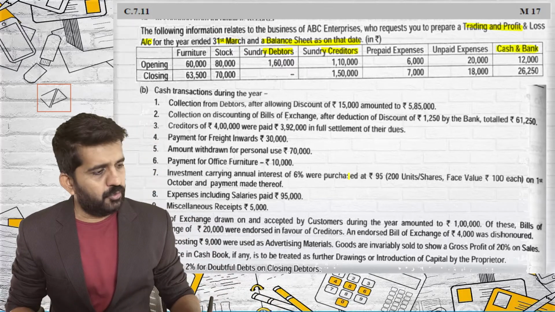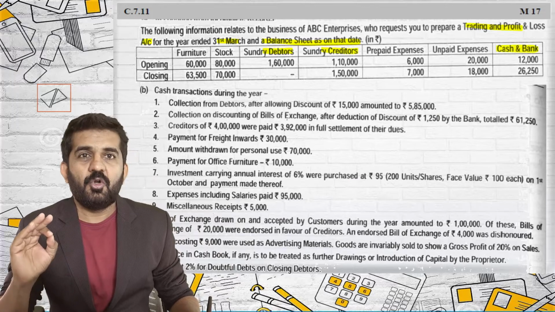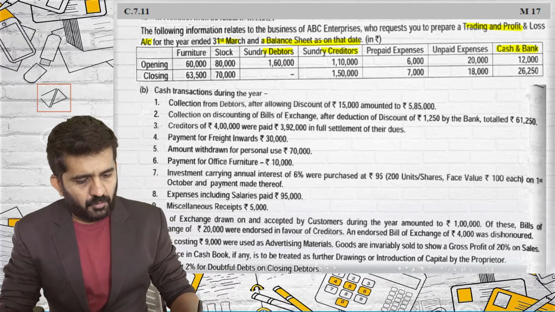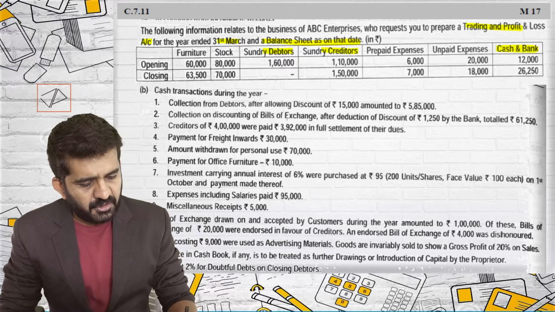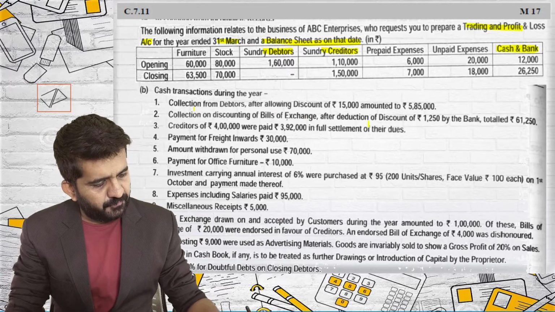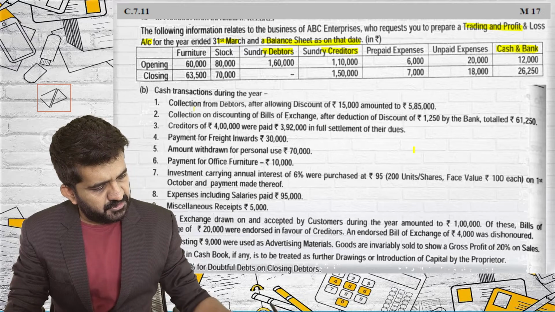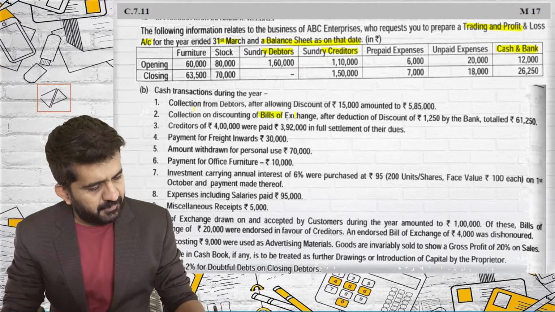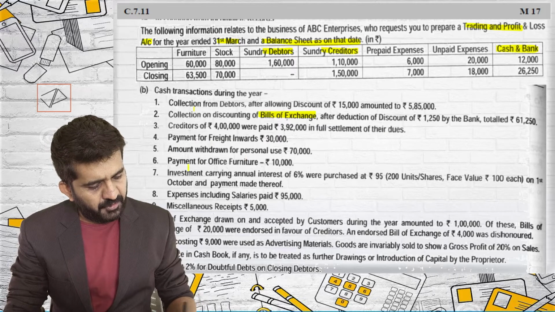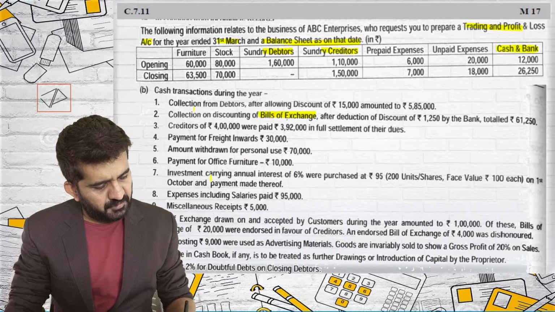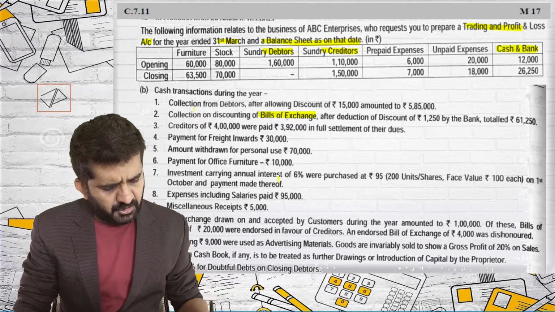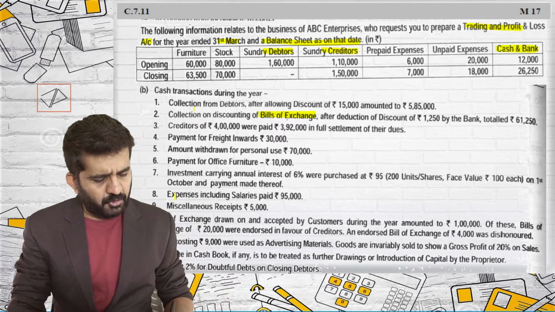Cash and bank account. It is a merge figure given. Normally what I'll be planning is preparing a merge account, cash and bank account. Cash transaction during the year. Collection from debtors, that is all right. Collection of bills of exchange after the discount. So I can prepare bills receivable also. Creditors, full settlement, payment of freight, amount withdrawn, payment for office furniture, investment carrying annual interest of. So there is investment account, no need to prepare it. We can solve it through inner column.